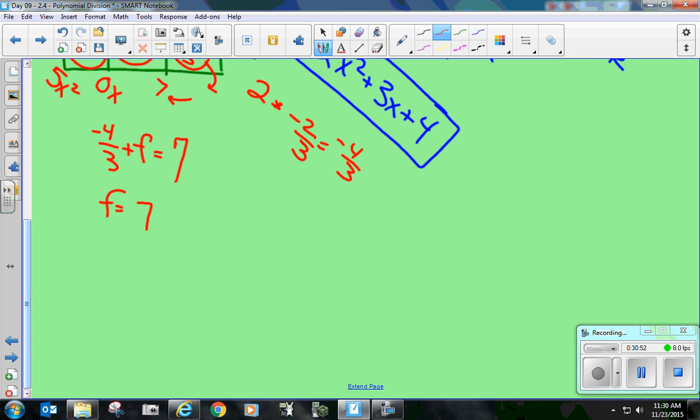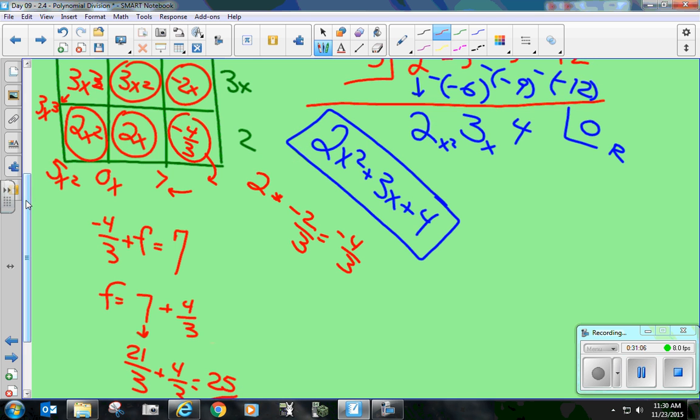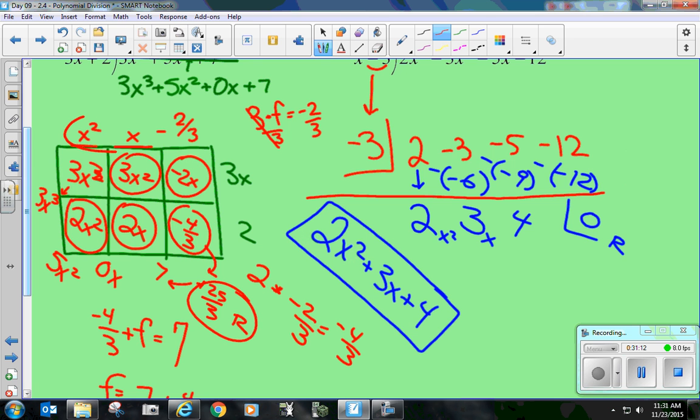f equals 7 plus 4/3. I'll change this to a fraction with a 3 in the bottom. That's 21 over 3 plus 4 over 3. What is that? 25 over 3. That was challenging. So I need to add 25/3, and that's my remainder. That's tough. Here's the answer with the remainder. That was really tough. Good job, people. It was a lot of lessons today, a lot of lecturing.